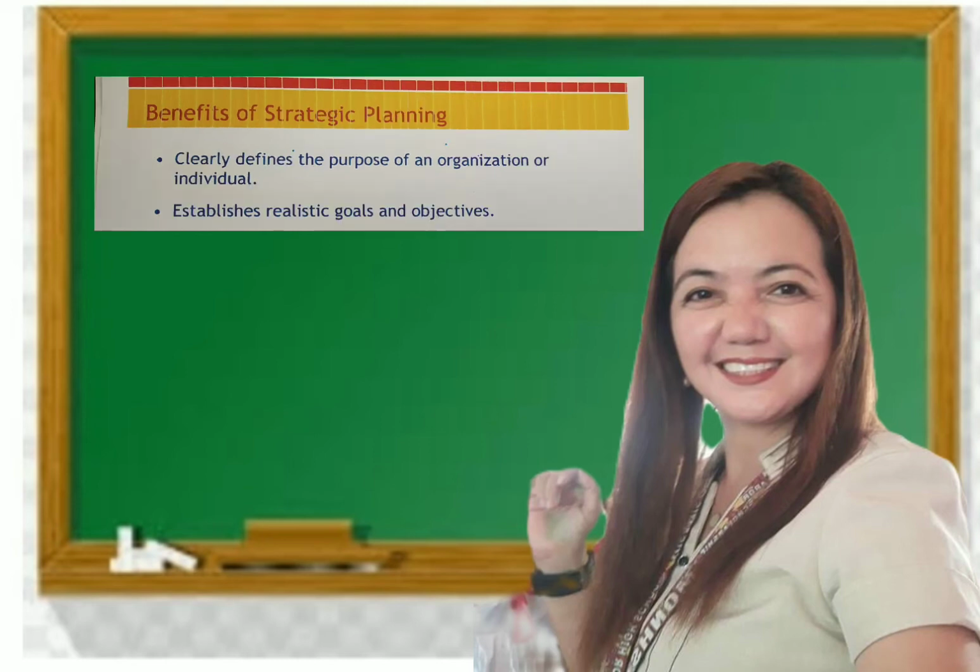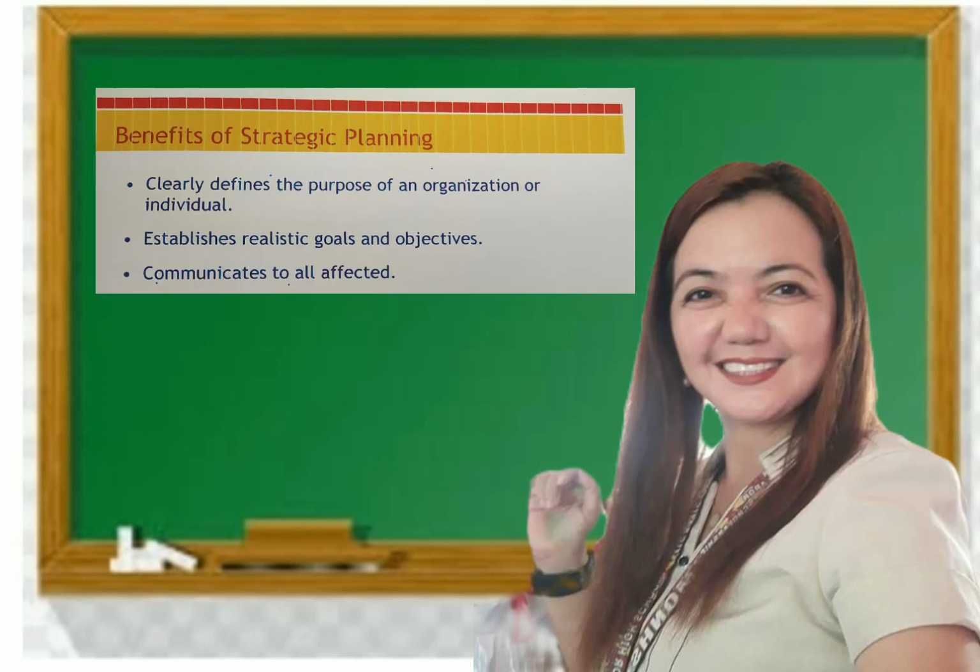The second one is establishes realistic goals and objectives. So, these second benefits which you are willing and able to work toward. You are the only one that can determine just how substantial your goal should be. But you should ensure that there is a realistic chance that given the right circumstances, you are able to achieve it. The third one is communicates to all affected.